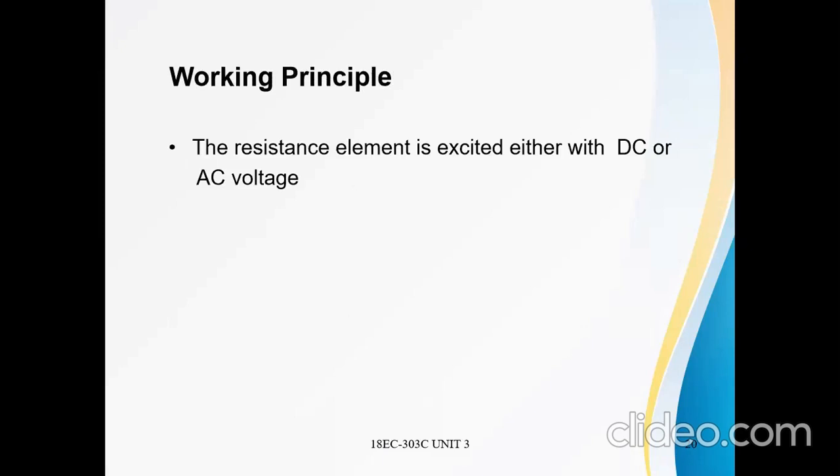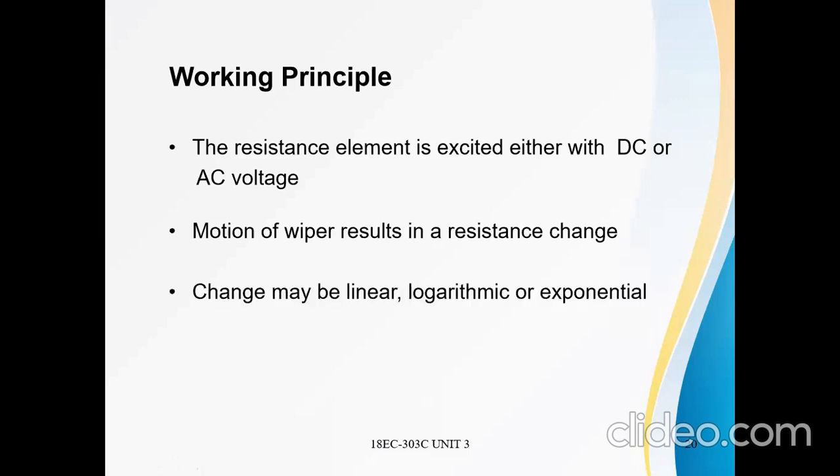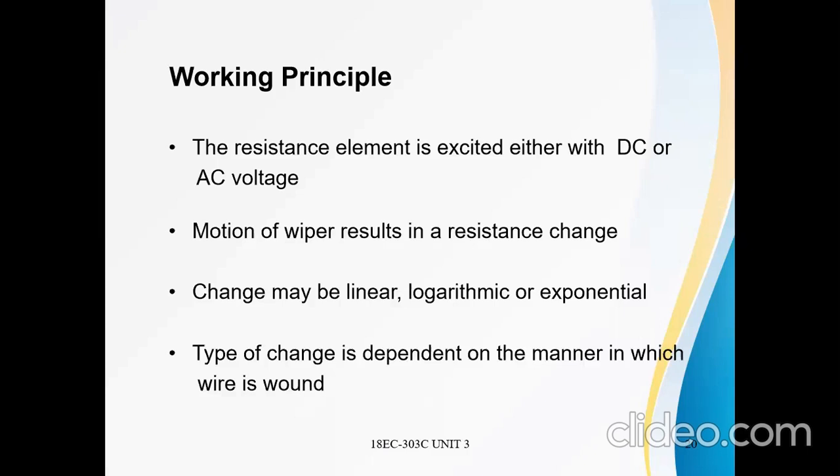Working principle of these potentiometric transducers: the resistance element is excited with DC or AC voltage. Generally, there will be a resistive material, and the wiper is provided on it. This resistive element is excited with either DC or AC voltage. Motion of the wiper results in a resistance change. The change in resistance may be linear, logarithmic, or exponential. The type of change depends on the manner in which the wire is wound.